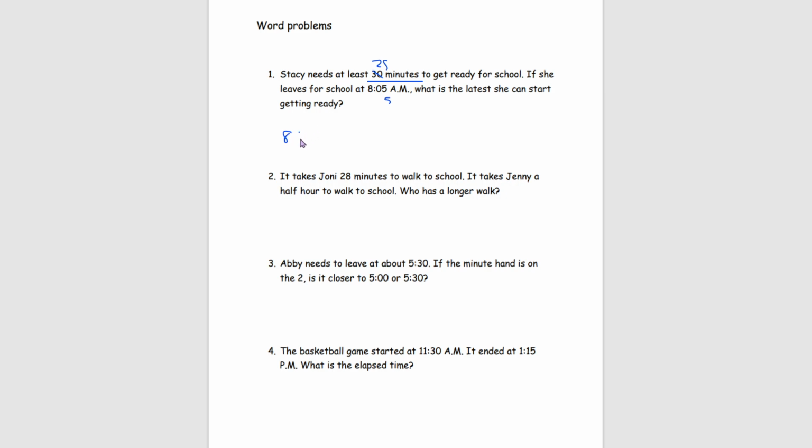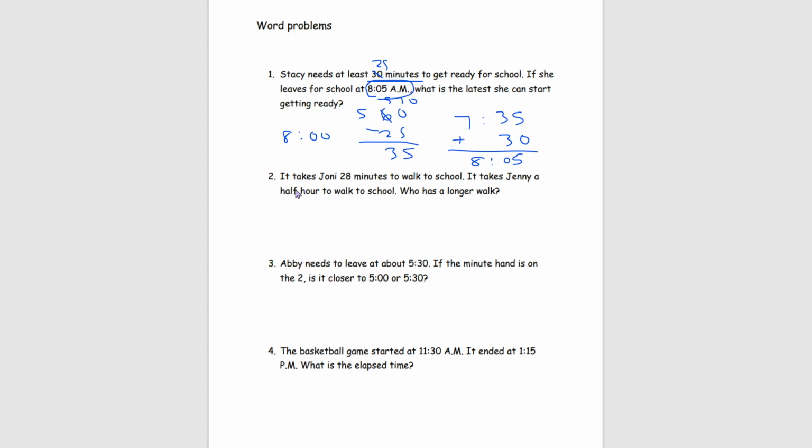So currently we're at 8 o'clock. And then we can just subtract 25 minutes from 8 o'clock, which is basically 60 minus 25, which gets us 35. And so we know that 7:35 is the latest she can start getting ready, because once you add 30 minutes to it, it then becomes 8:05, which is the time she leaves for school.